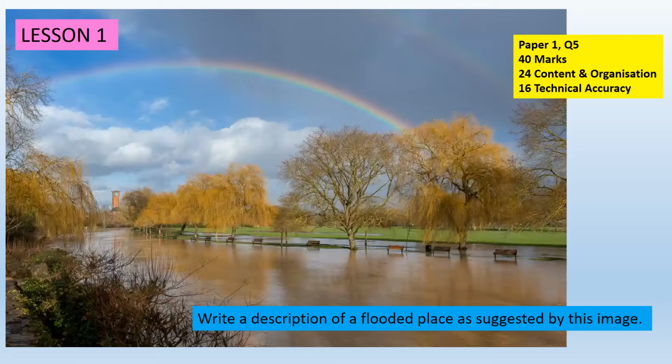So you've got 24 marks for content and organisation, which is really your paragraphs and what you write about and the way you use your vocabulary and your ideas. And then 16 marks for technical accuracy, which is your sentence length and structure, your use of punctuation. And a small, very small part of that is about spelling, but it's not hugely significant. Just be careful with some of your words.